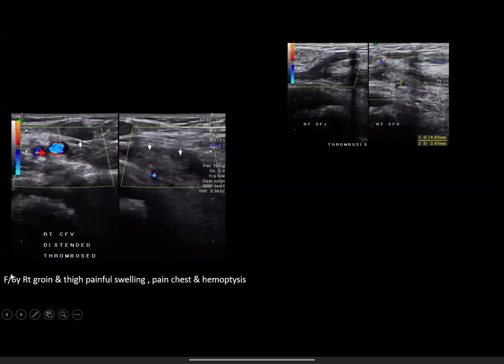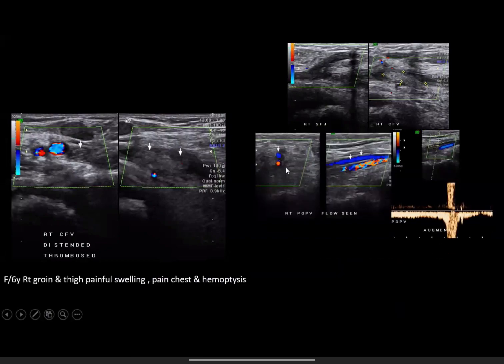Another example, a 6-year female, with right groin and thigh painful swelling, who suddenly developed chest pain and hemoptysis. The patient was asked for lower limb venous Doppler. I can see the femoral vein is showing, in this child, echogenic thrombus. It is distended, non-compressible, with no flow signals. Saphenofemoral junction is also thrombosed. Popliteal vein is all right, with augmentation in the popliteal vein through the distal leg.